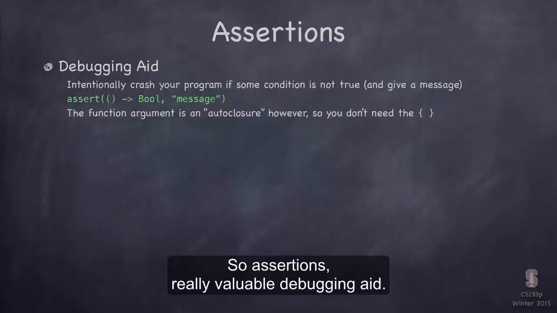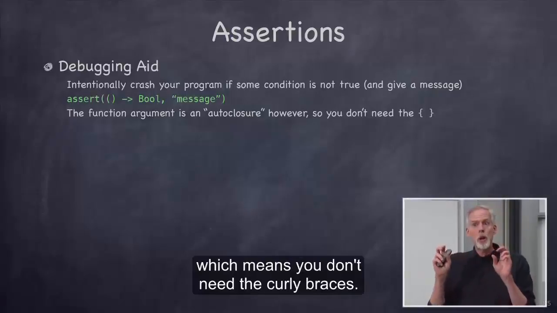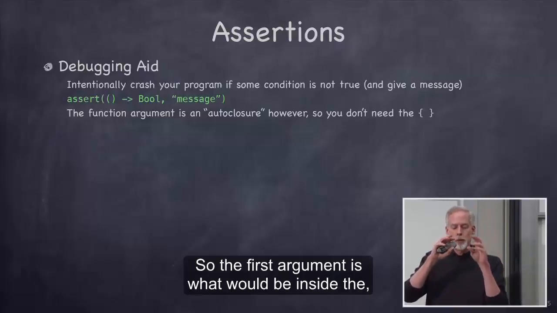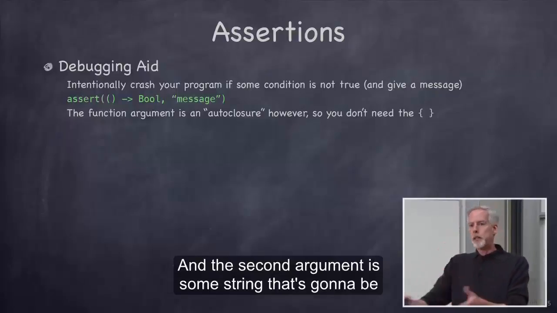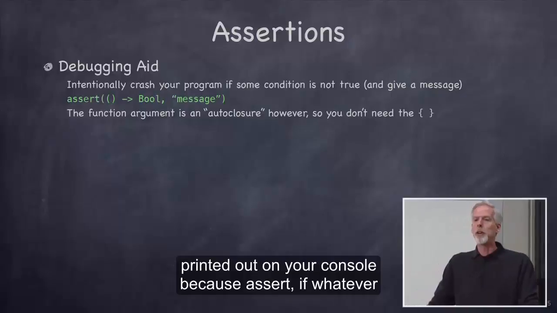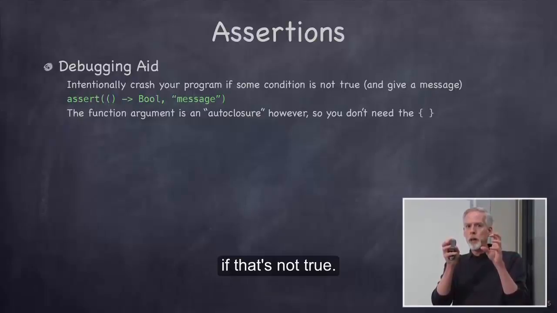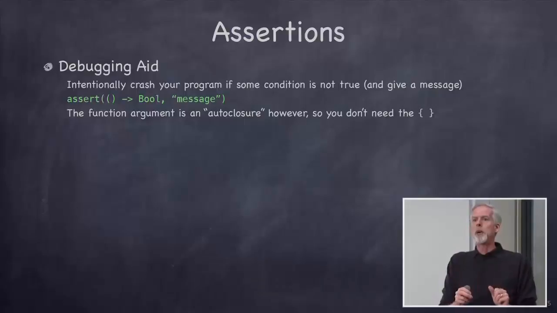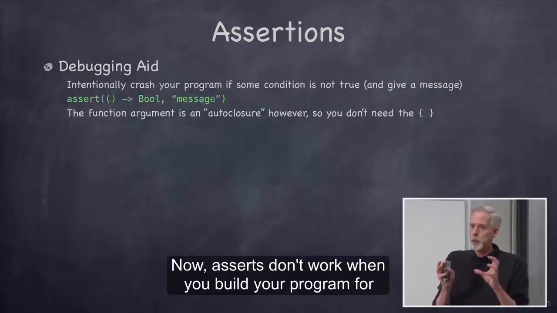All right, assertions. So assertions, really valuable debugging aid. They basically take a closure as the first argument. It's an autoclosure, which means you don't need the curly braces. It's kind of a funky thing, okay? So the first argument is what would be inside the curly braces of a closure. And the second argument is some string that's going to be printed out on your console, because if whatever that thing in the autoclosure evaluates to is not true, because you're asserting that that's true, then it's going to crash your program. Okay, and print that message out. So it's a great way to make your program crash when things that should be true aren't.